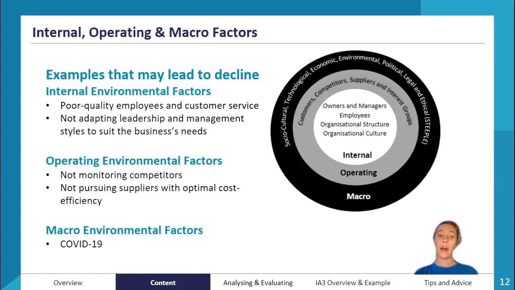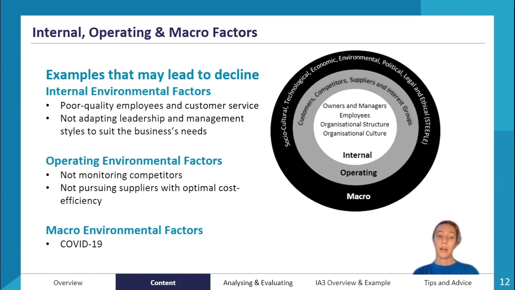Also, keep in mind that some of these things may join together to result in decline. It's not always going to be one thing, because, for example, not monitoring competitors or not pursuing suppliers with the best pricing doesn't really sound like a big enough deal to result in a whole established business collapsing. And it probably wouldn't be. It would be a range of different things that may lead to that decline. But these are just examples of some of the things that may be in the mix.